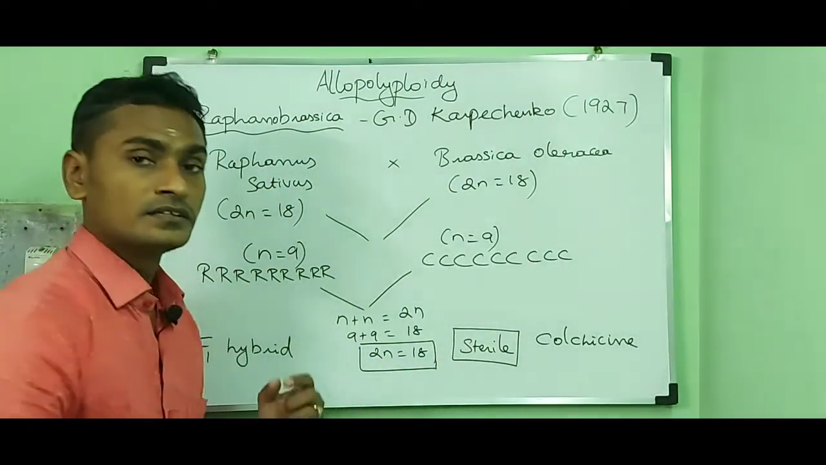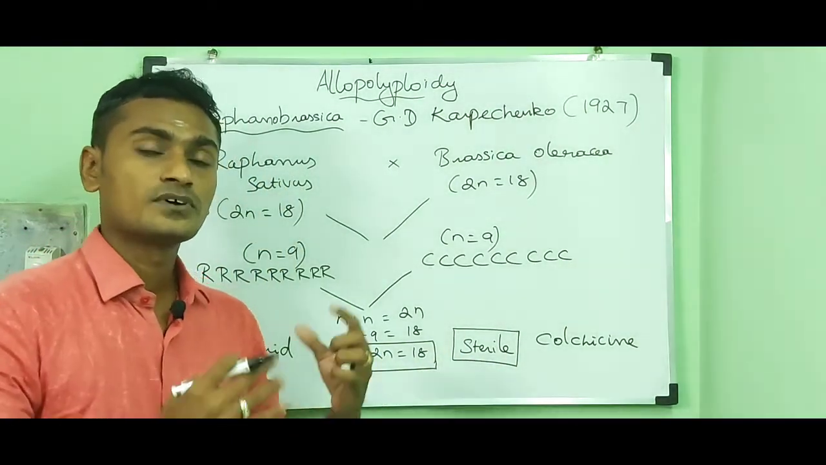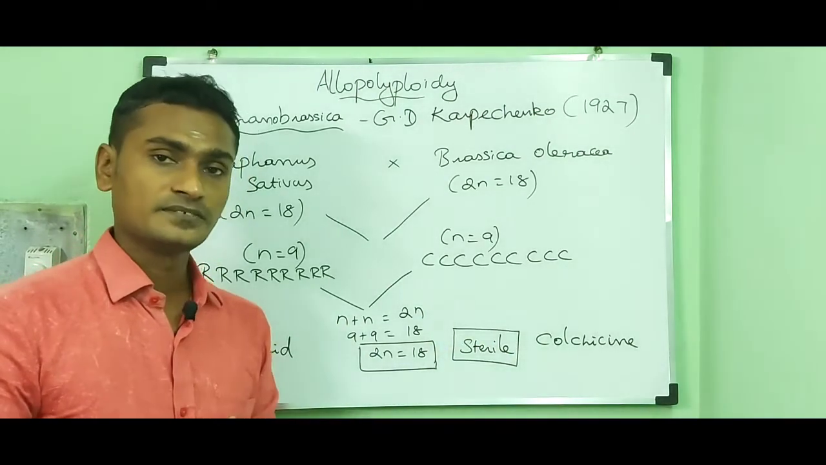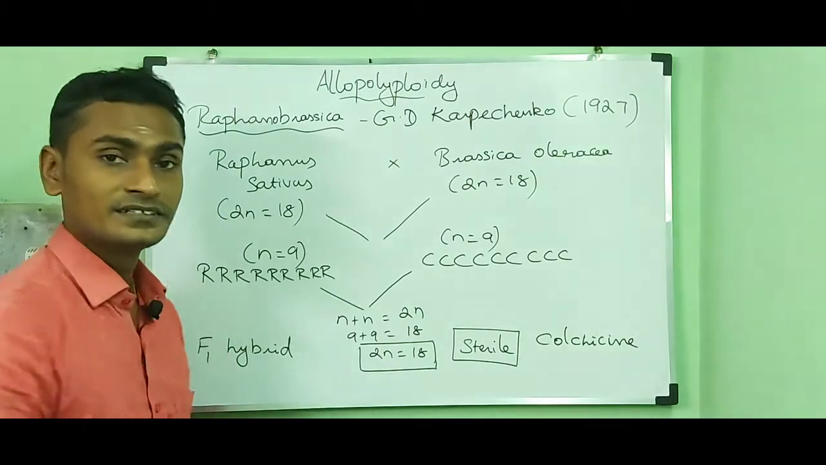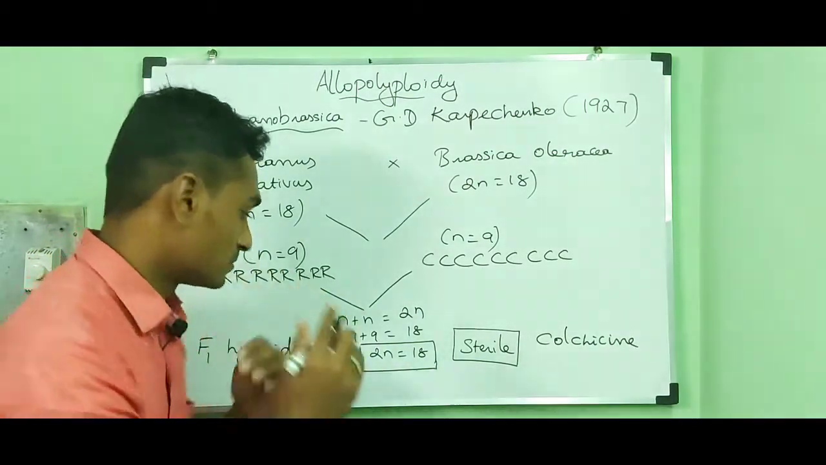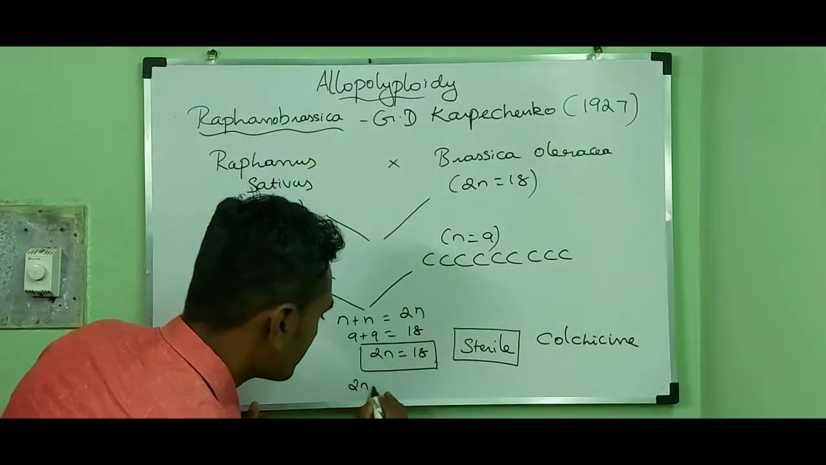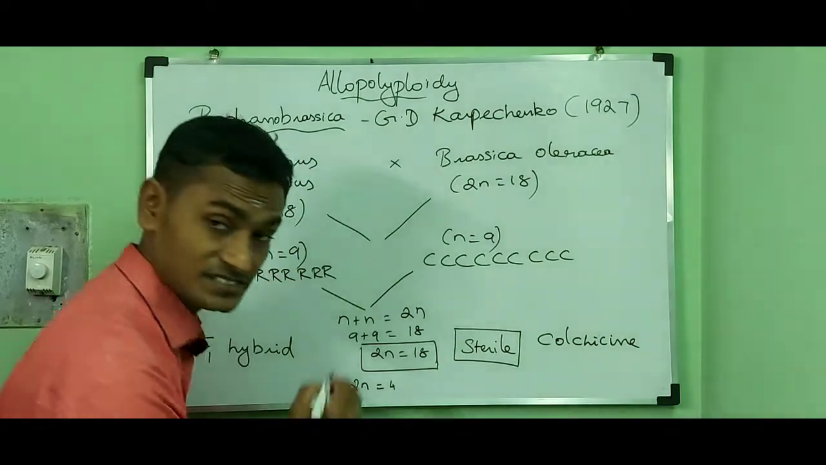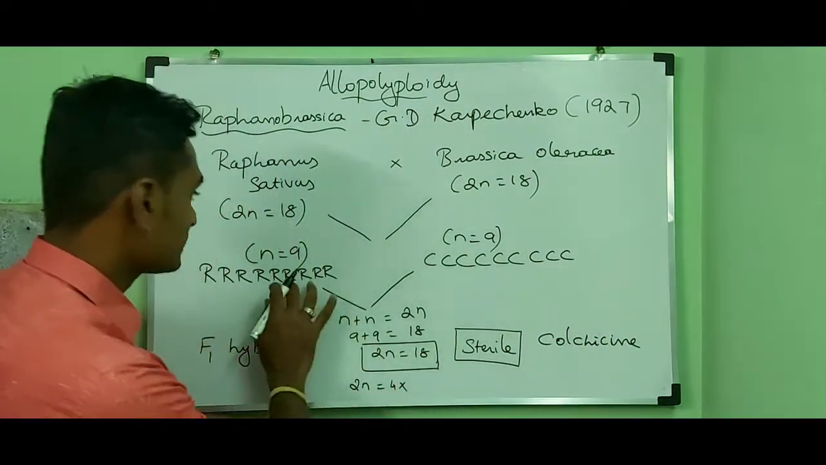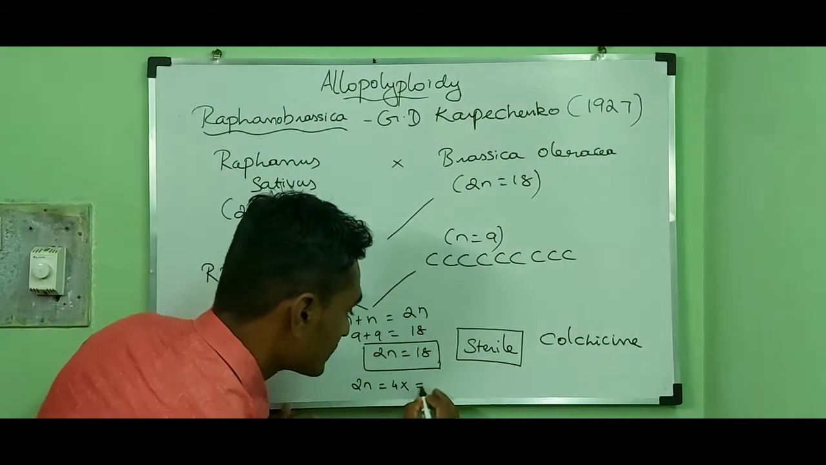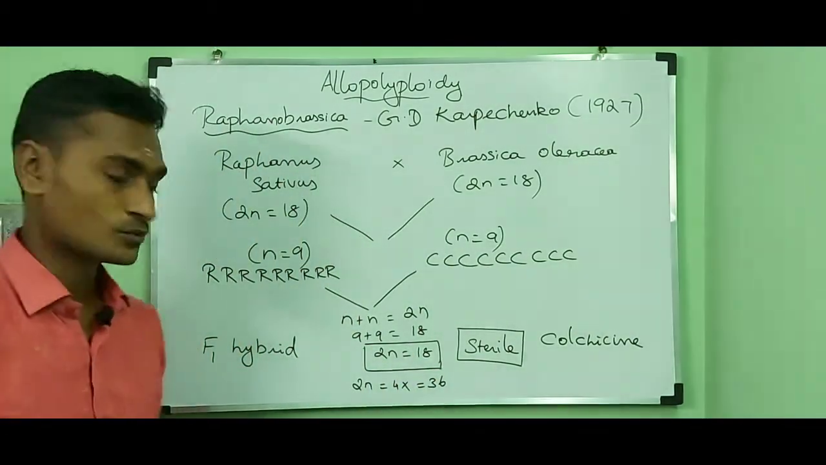After the treatment with colchicine, the plant's chromosomes get doubled. That means 2n is equal to 4x. How many x? 4x, because it contains 2 sets of chromosomes. So it gets doubled. 4x is equal to 36 chromosomes.